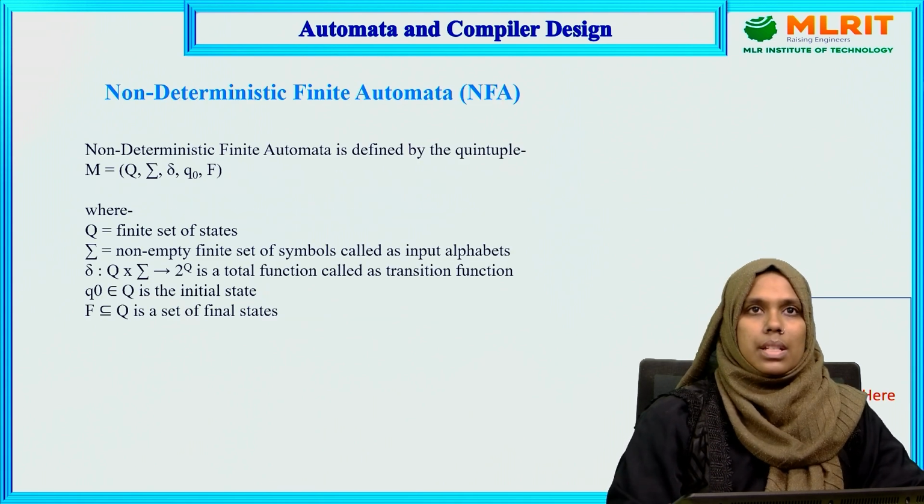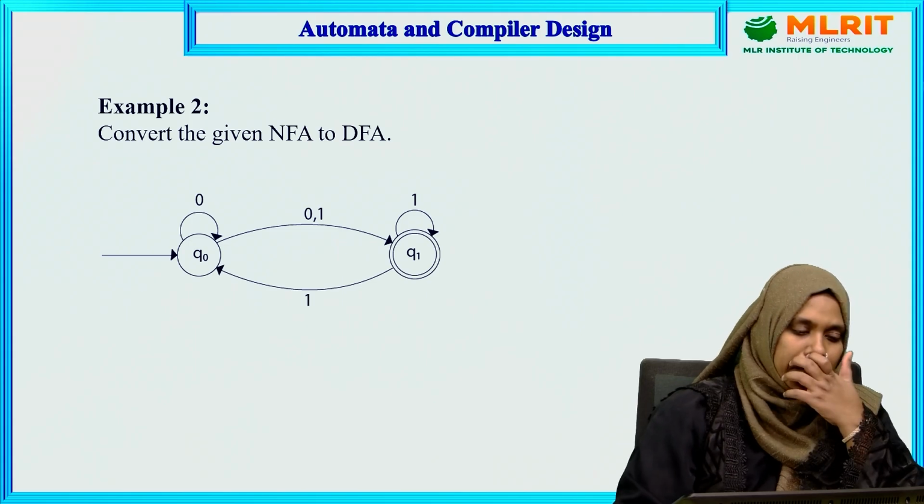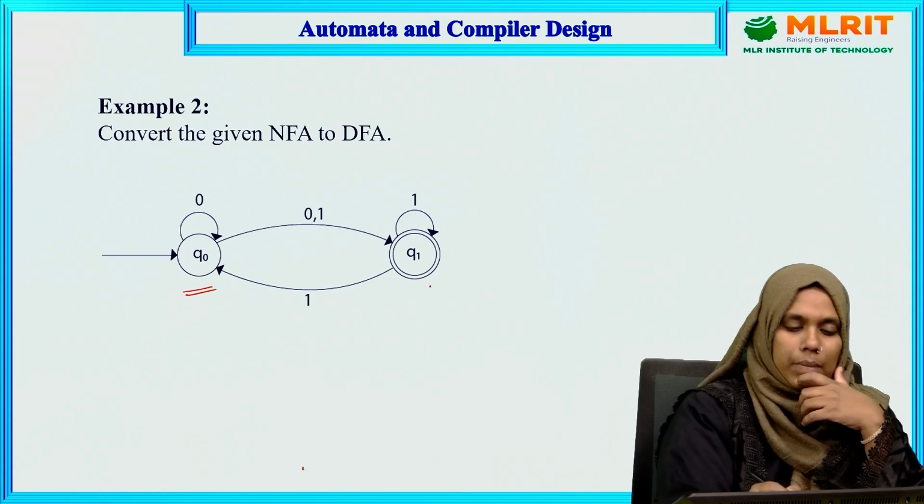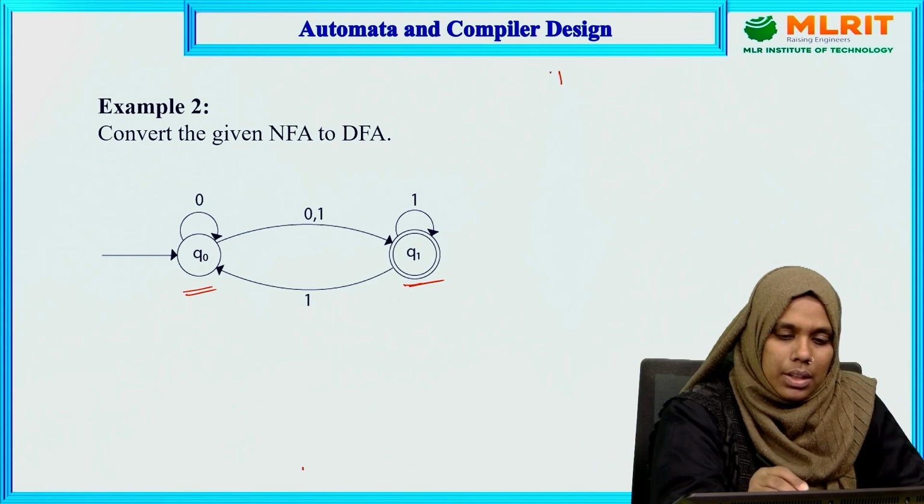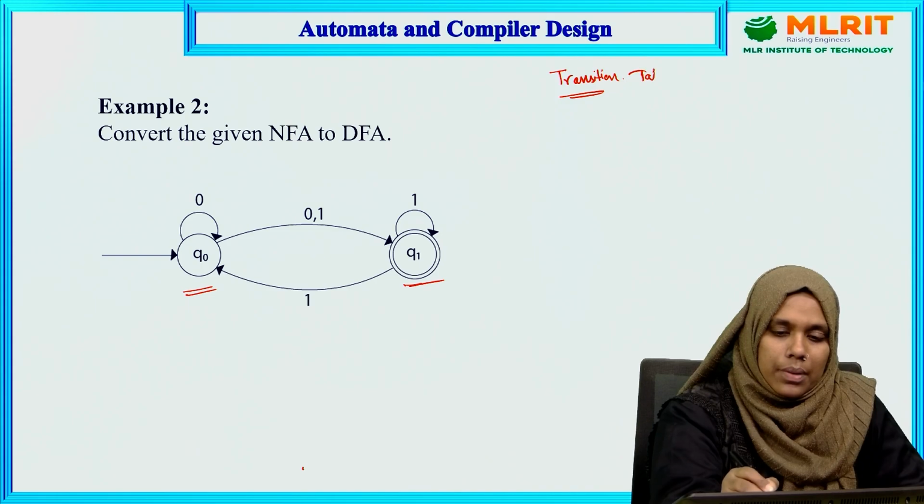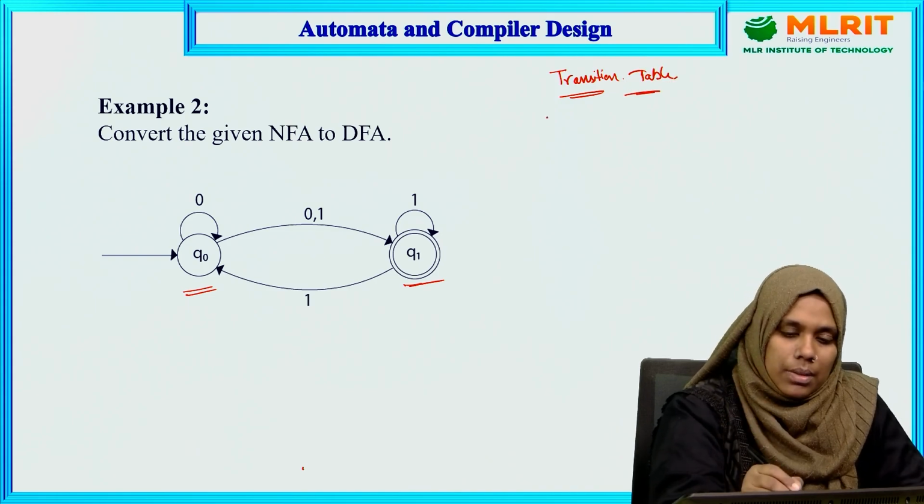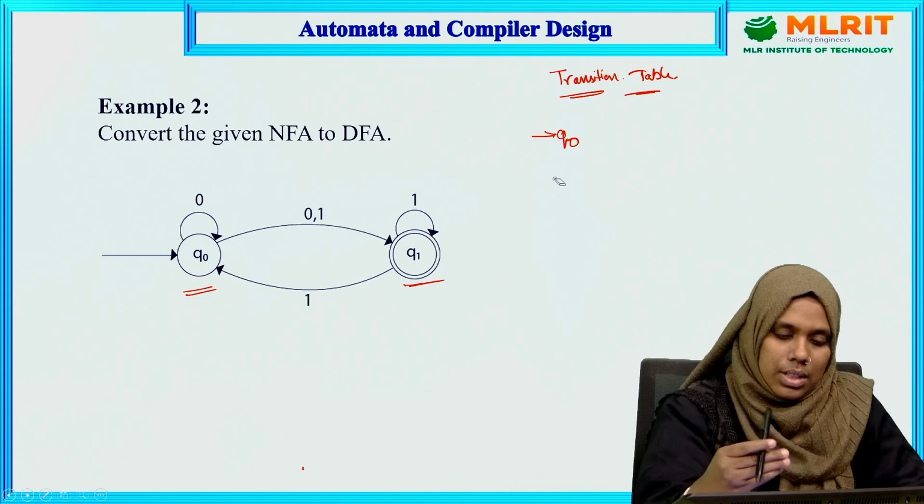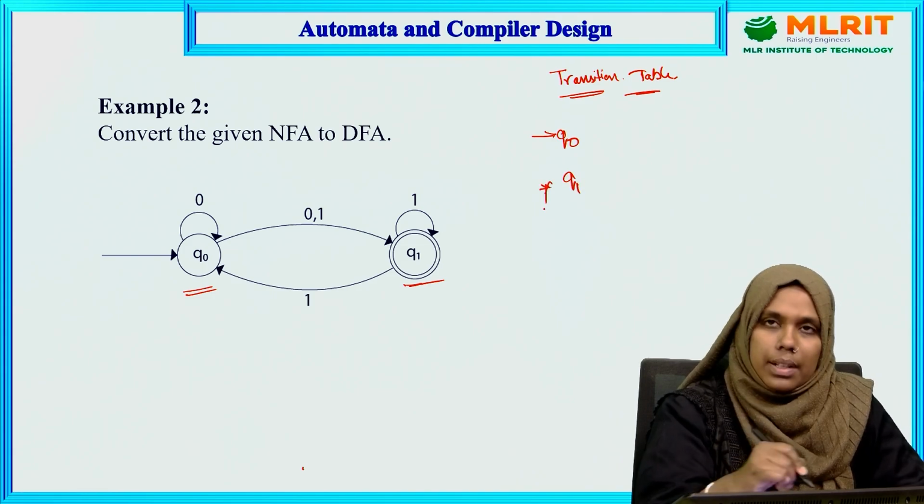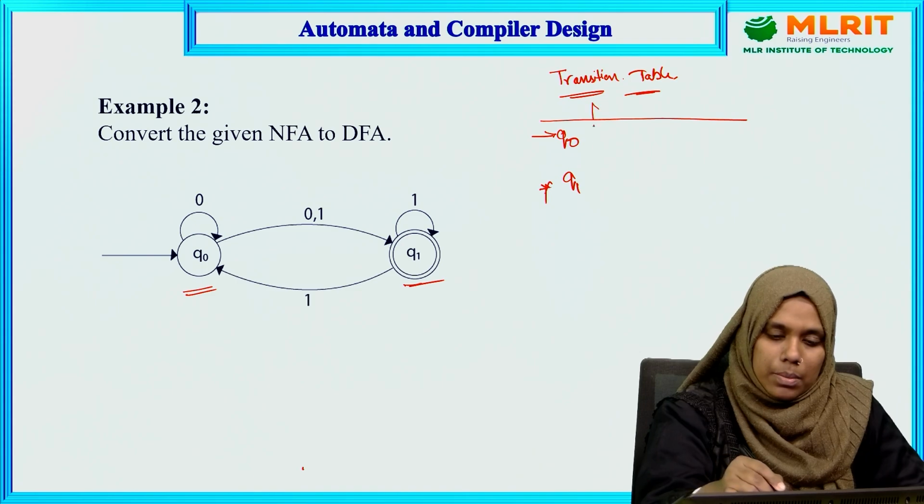Okay, so we'll see one more example here, the second example. Here it is given as a transition diagram. So what does the transition diagram consist of? Two states here: one is Q0, another one is Q1. According to the previous problem, first we have to go for the transition table. So what does the transition table consist of? States, that is Q0 is the initial state and Q1 is the final state. Wherever the initial state is there, you mark it with the initial state, and wherever you have the final state, mark it with the final state.